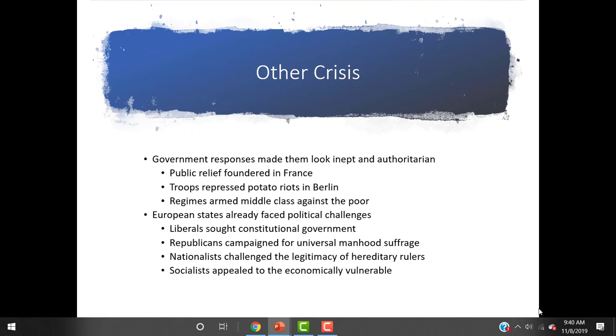So there was no public relief across France. There were troops repressing riots, the potato riots especially in Berlin. And all of a sudden, the upper class, the regime, began to arm the middle class against the poor.